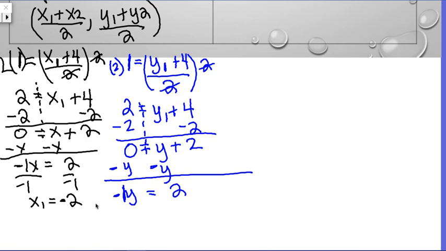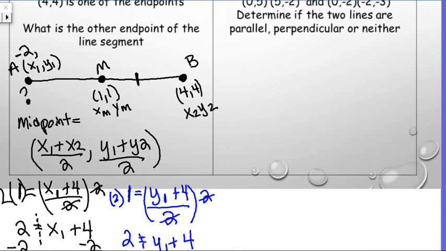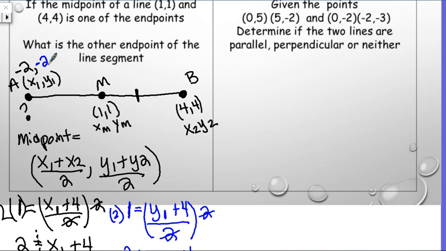Now from there, I'm going to divide by negative 1. Divide by negative 1. Y equals negative 2. And then you go back up. So the y coordinate here has to be negative 2. And you're finished with that.